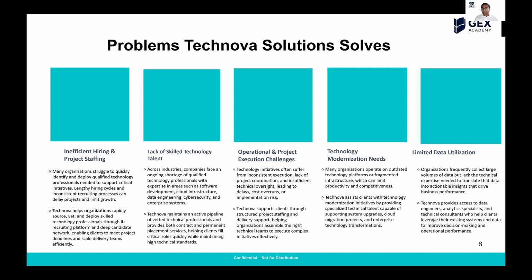So the first challenge highlighted on this slide is inefficient hiring and project staffing. Many organizations know that they need additional technical resources, but then they struggle to identify, evaluate, and deploy qualified professionals quickly enough to support critical initiatives, right? Lengthy hiring cycles, inconsistent recruiting processes, and limited candidate networks can all delay projects and constrain growth. TechNova helps address the challenge by rapidly sourcing and deploying qualified technology professionals through its recruiting platform and candidate network, which is interesting.